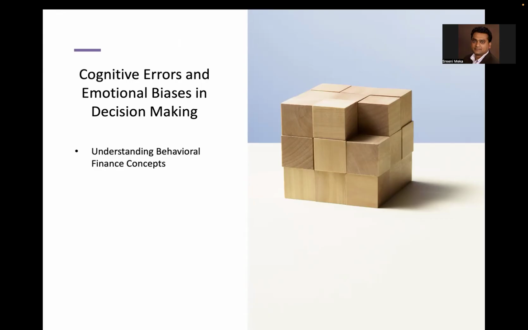There are two types of biases. One of them comes from cognitive errors, and the other one is emotional biases. The cognitive errors are the reason we take wrong decisions, because we do not have appropriate information. Whatever information we have, we take the best decisions based on the best available information.